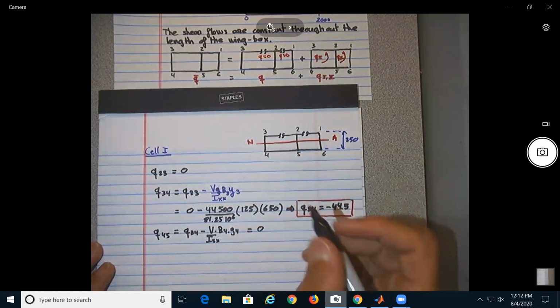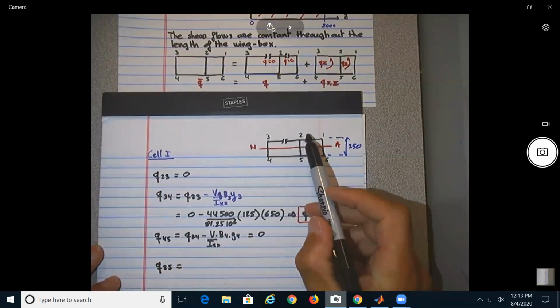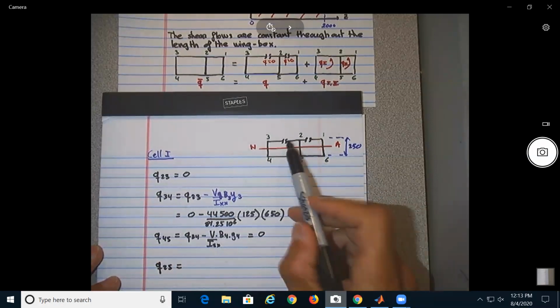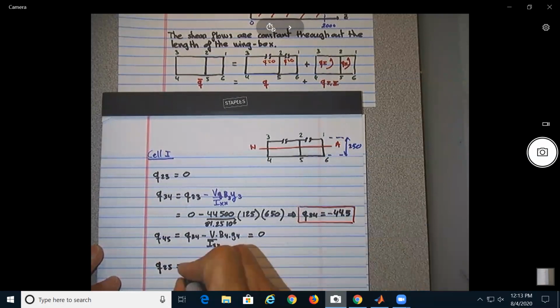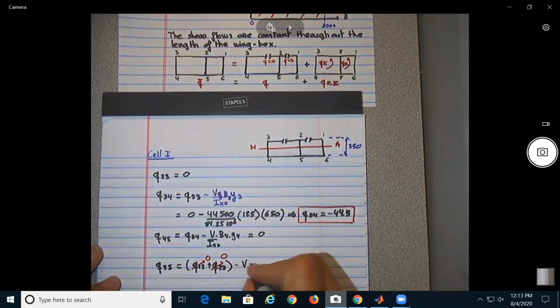Okay, now let's do Q25. So Q25 will be equal to what? 0 on this side plus 0 on this side. Because we have Q12 equal to 0, so this will really be Q12 plus Q23, but both of them are 0. So 0 and 0 minus V times B2 Y2 divided by Ixx. Okay?